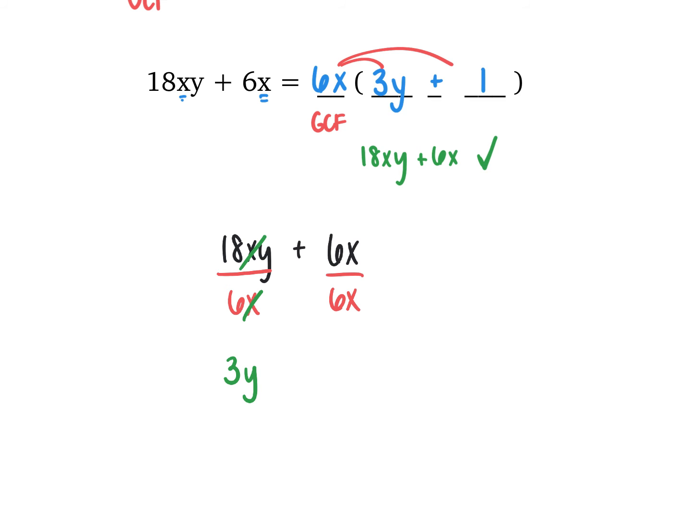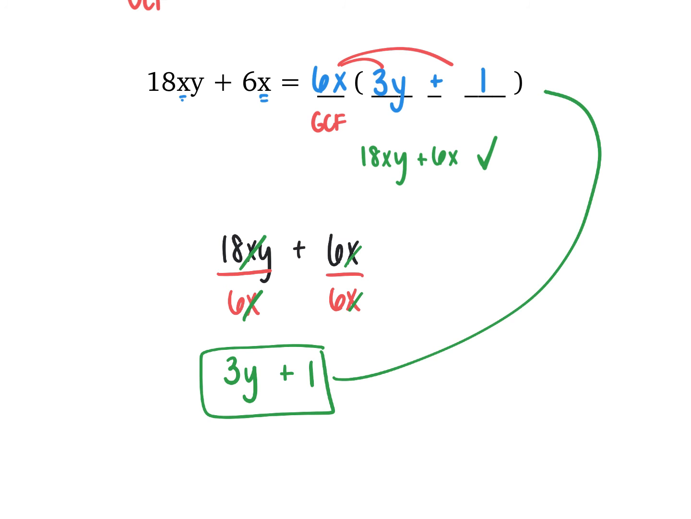We can see that with this 6x and 6x, my x's cancel, and so would 6. 6 divided by 6 would leave me with that 1 there. So these leftovers go inside of those parentheses. So the common factor goes on the outside, and any leftovers after dividing that out go on the inside.